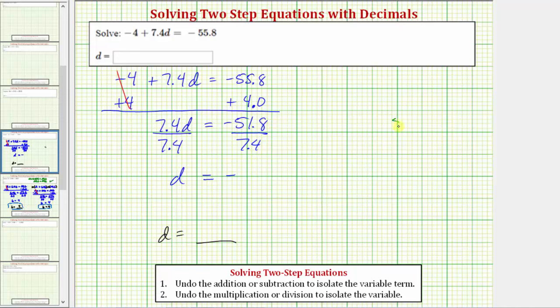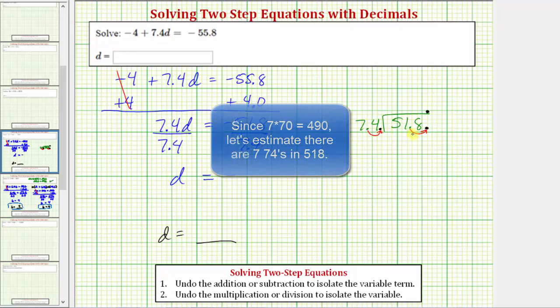So on the side, 51.8 divided by 7.4. We need the divisor to be a whole number, so we move the decimal point to the right one place to here, and we can do this as long as we do the same to the dividend. So we move the decimal point to the right one place here as well. Move the decimal point up into the quotient and divide as we normally do. Notice how we change the quotient from 51.8 divided by 7.4 to 518 divided by 74, which will give us the same result. Now we need to determine how many 74s there are in 518.